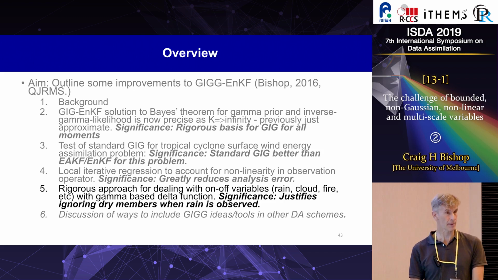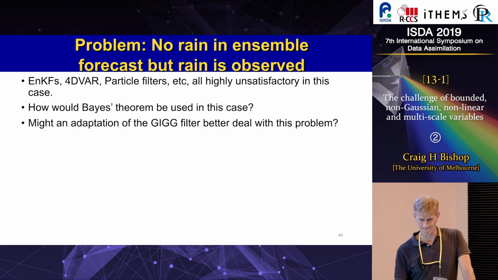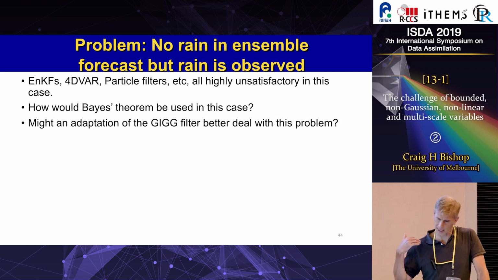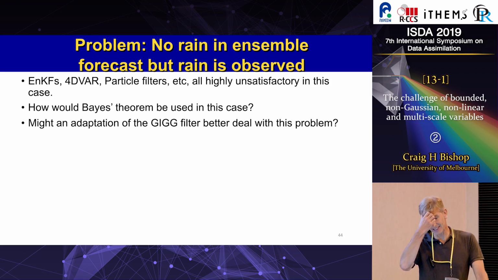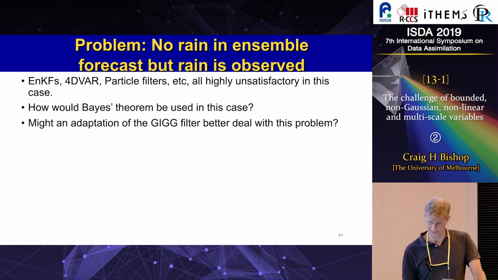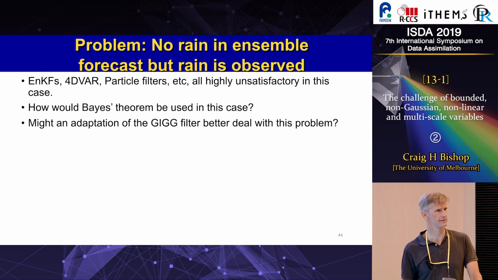So let's have a bit of a think about that and see whether this gamma, inverse gamma type infrastructure can help us deal with that. In this case, for example, you've got an ensemble forecast, none of them have rain, but rain is observed. There are things you can do to make ensemble Kalman filters or particle filters kind of deal with it, but most of the suggestions I've heard are not that satisfactory. How do you even deal with Bayes' theorem in that case? I don't know. How do you interpret it?